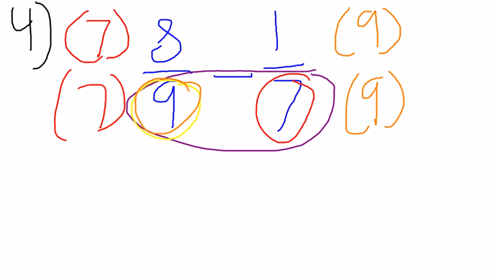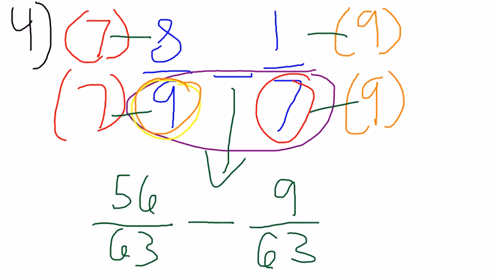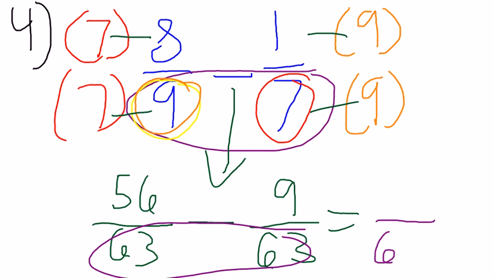So 7 times 8 is 56, and 7 times 9 is 63. Subtract, we keep the symbol the same, and then 9 times 1 is 9. And 9 times 7 is 63. And now the bottoms are the same. So for our final answer, we put a 63 right there. We just copy it over and then subtract the top. So 56 minus 9 is going to equal 46.